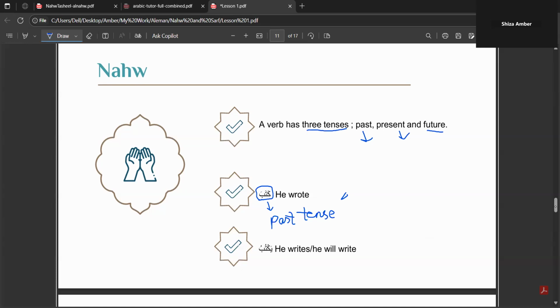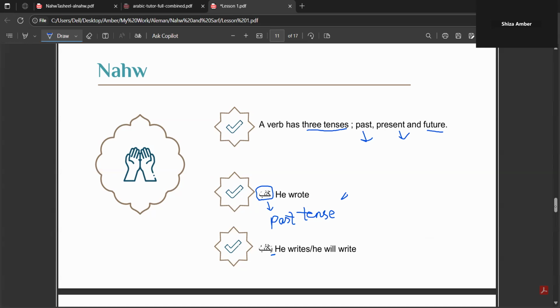And then if I want to say it in present tense, I will add yaktibu. So for kataba, I'll add this word ya, and I'll add dhamma. So this will become present tense or future tense, because like I said, there's no clear indication of present and future in Arabic. When you talk about present tense, you will automatically make a slash and write a future tense for it as well, because there's no clear indication.